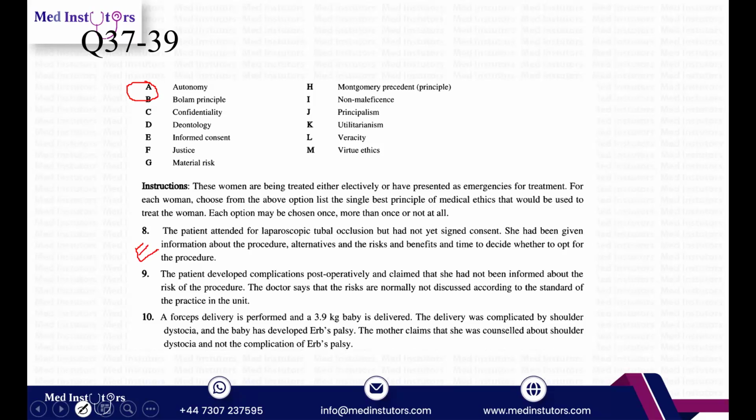We have, this is not autonomy. This is informed consent because in informed consent, this is what we do. We explain about the procedure. We give alternatives and risks and benefits, and you give time to decide. This is the classic definition of an informed consent.